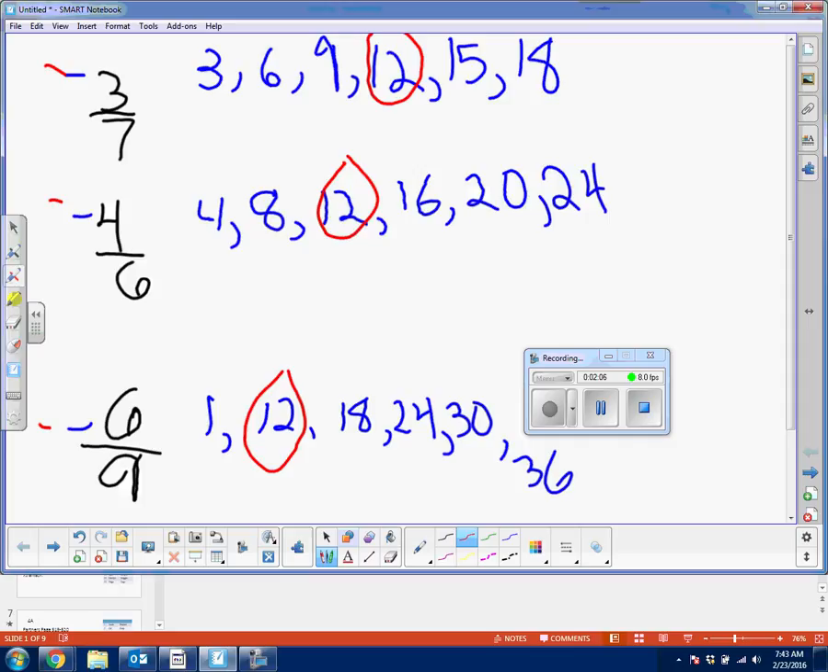Are there any other common multiples that we can see? Well, let's see. We have 18 and 18 there, but none right there, so 18 won't work. We have 24 here and 24 there, but nowhere else. So right now, the only common multiples we have are 12s. And believe it or not, that is our least common multiple. Our smallest common multiple is 12.